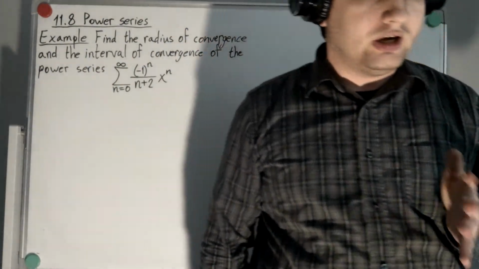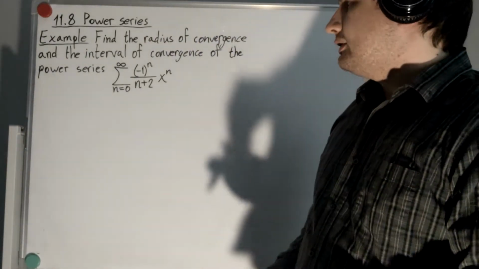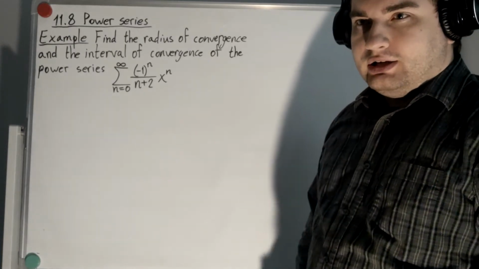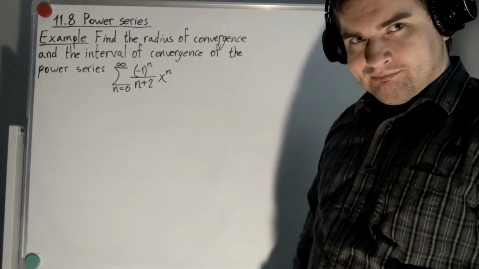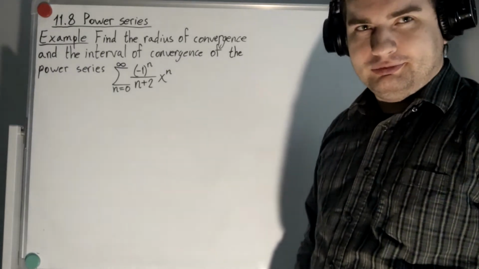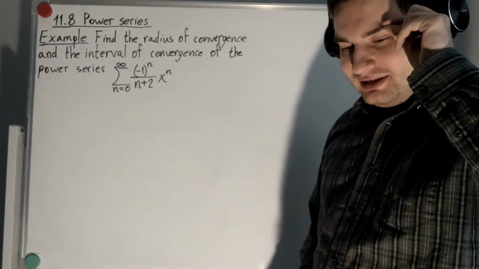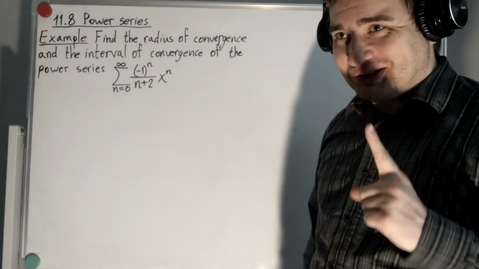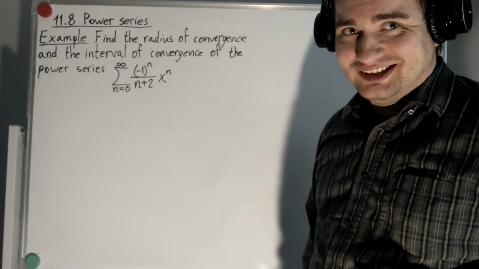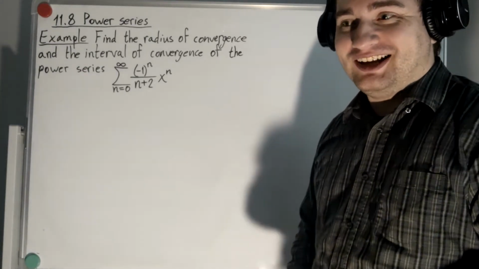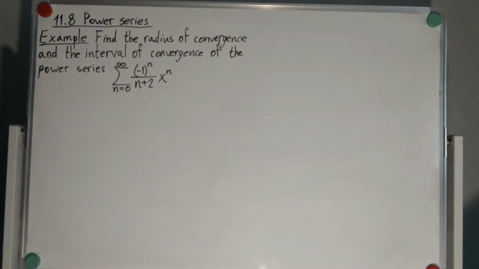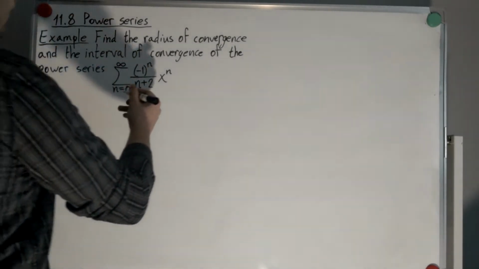The way you do this, always, is you use either the root test or the ratio test, and then you set that less than 1, and then we'll go from there. I just want to point out, it's almost always the ratio test. There will be exactly one example today in which I don't use the ratio test, out of maybe 10 examples that I have. So it's almost always the ratio test, so we'll start with that.